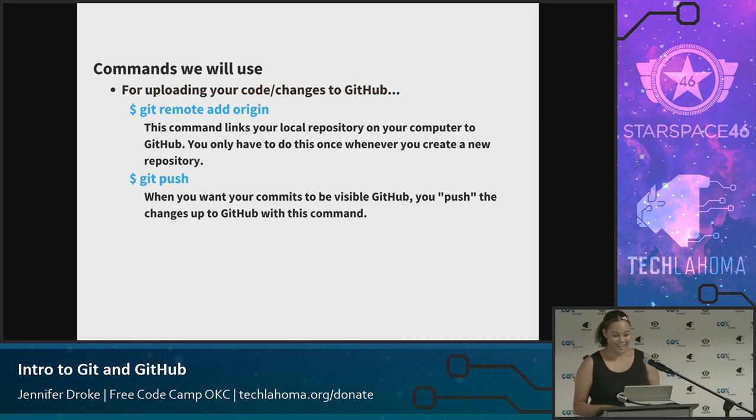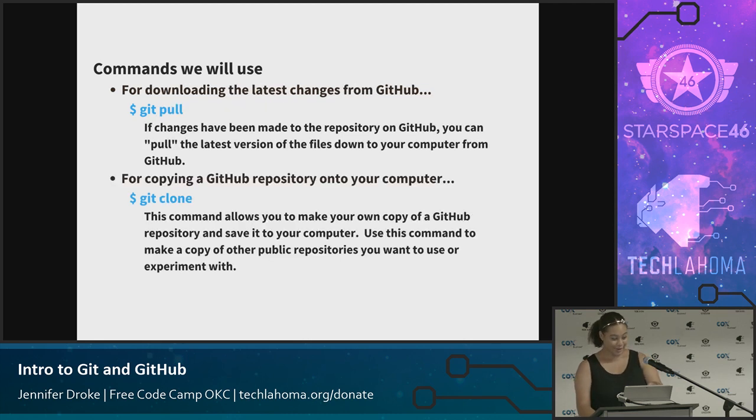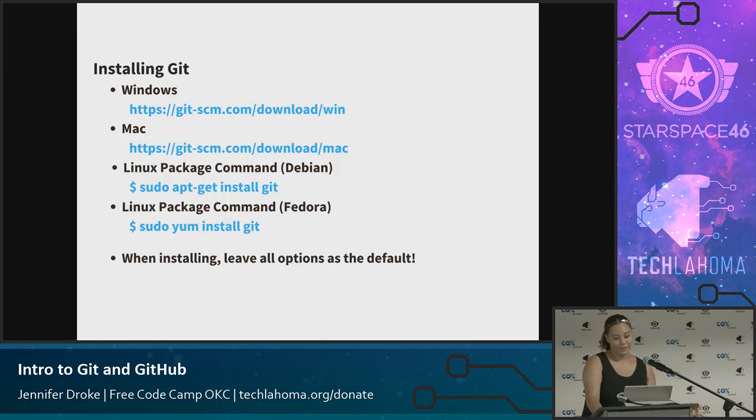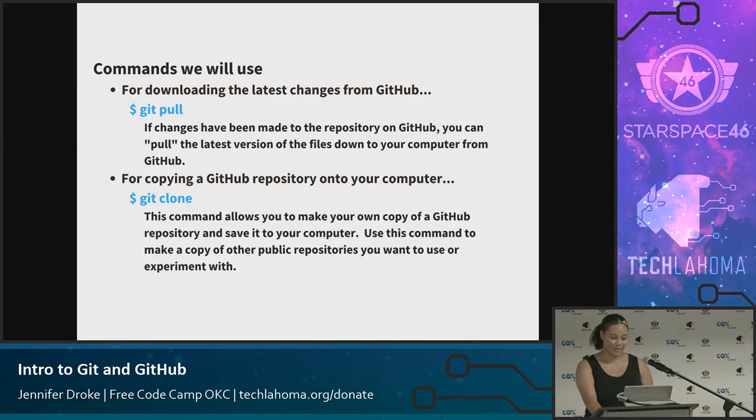And then we'll also go over git pull, which is basically when changes have been made to a repository on GitHub, say by other people, and you want the latest version of the code, you pull it down from the internet to your computer, so you have all those changes. And the last command we'll go over later is git clone, and that basically is how you would make a copy of another project on GitHub if you want to play around with it or learn from someone else's project. It'll give you your own copy on your computer, and won't affect their version of the code on GitHub or wherever else they have it.